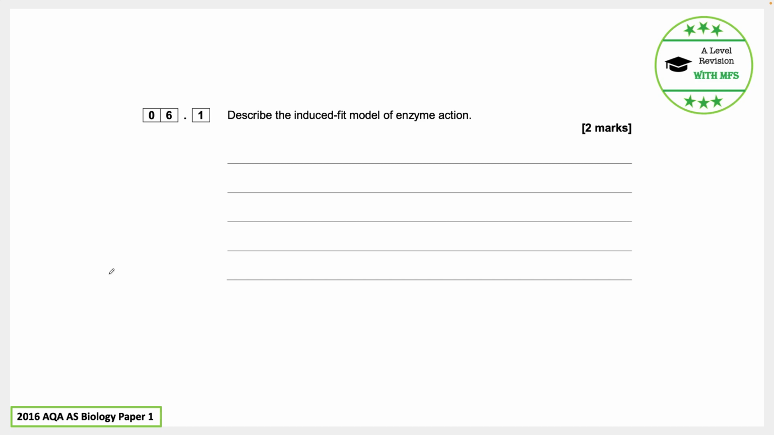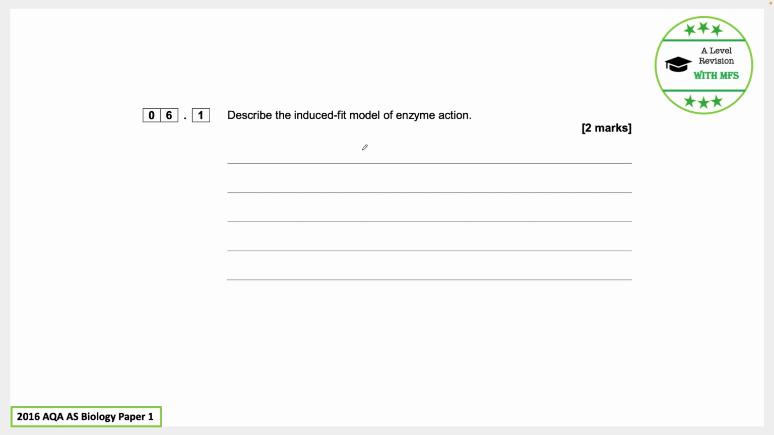Our first question is from the 2016 AQA AS Biology Paper 1 and states, describe the induced fit model of enzyme action. So this isn't really an application question, it's something that you should know, and the technique comes with exam practice of what the mark scheme actually wants, which is what we are going to be having a look at in today's video. So the induced fit model of enzyme action is the model which has newly been introduced.